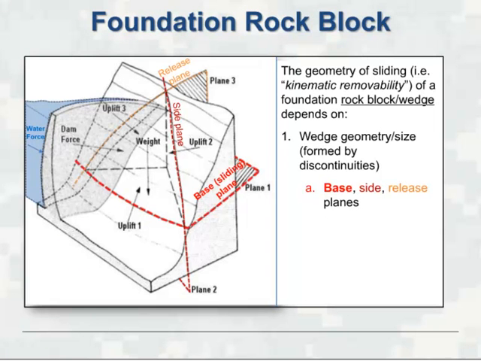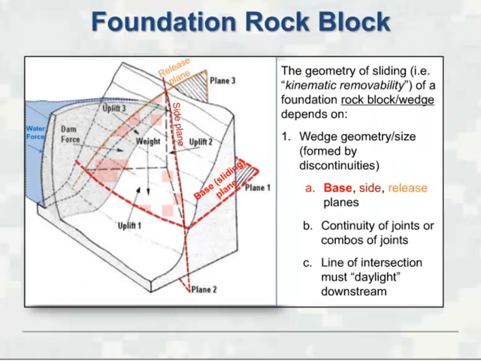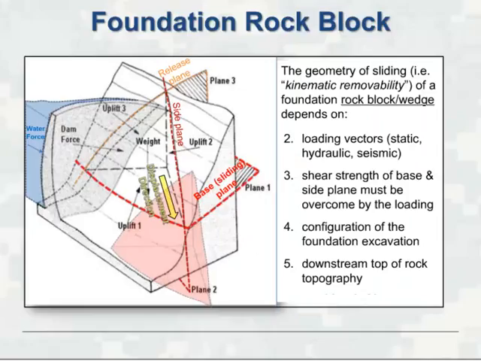To have a rock wedge, I'm going to try to blast through these quick, but to have a rock wedge, we would need to have base planes, side planes, release planes that all combine to form a wedge that is able to daylight or dislodge into the top of rock surface in a downstream direction.